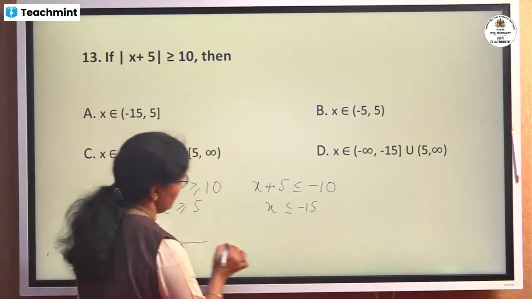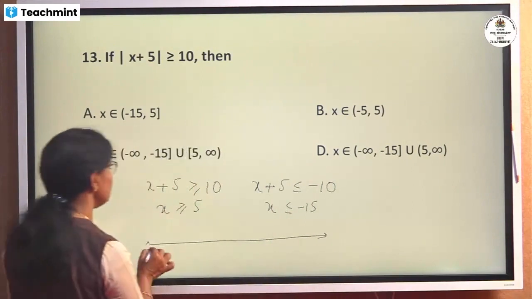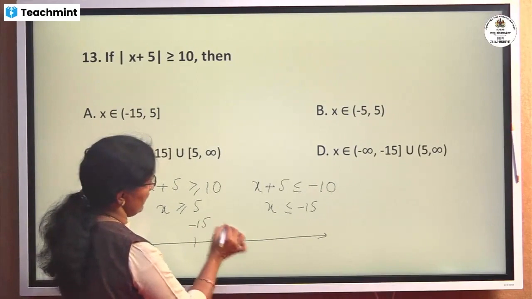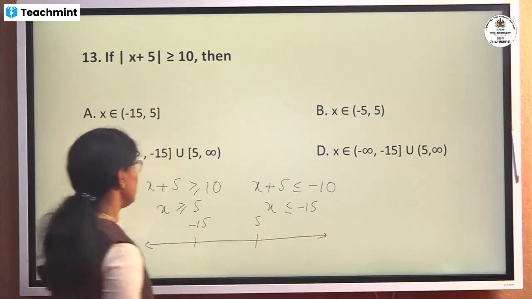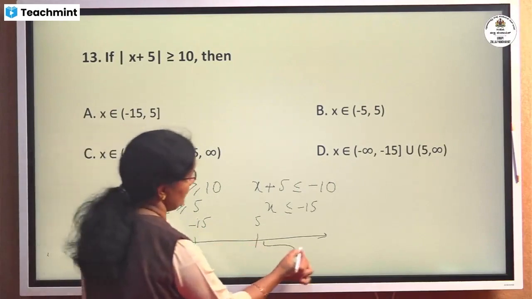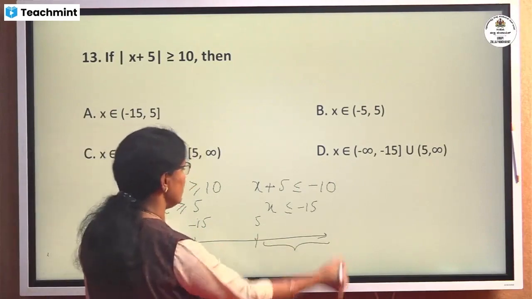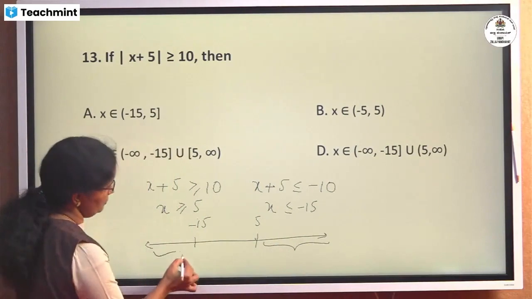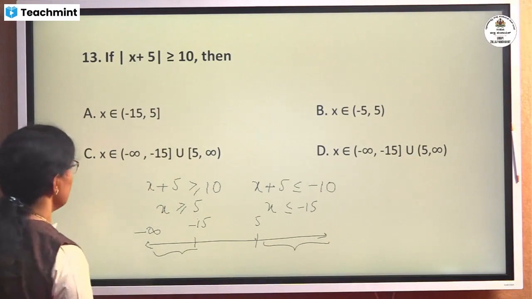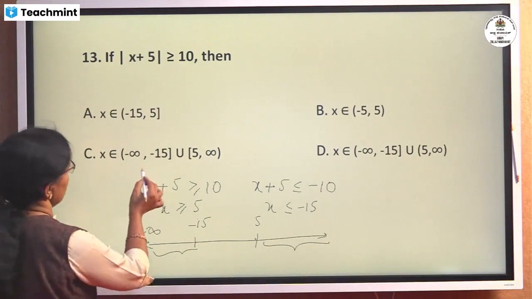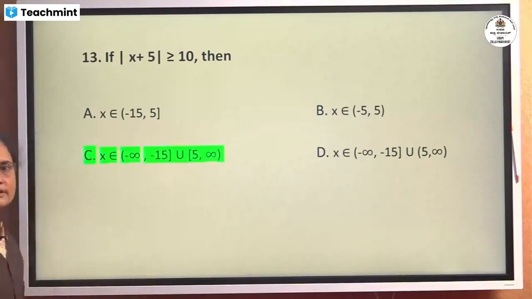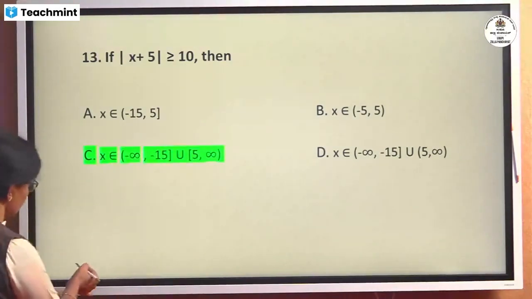Okay, take the help of the number line here again. Two numbers are there, minus 15, and here comes 5. What is the first solution here? x is greater than or equal to 5. Therefore, it is 5 to infinity, and less than or equal to minus 15 is minus infinity to minus 15. So what are the options including all these conditions? C is the correct answer. C option is the correct answer.